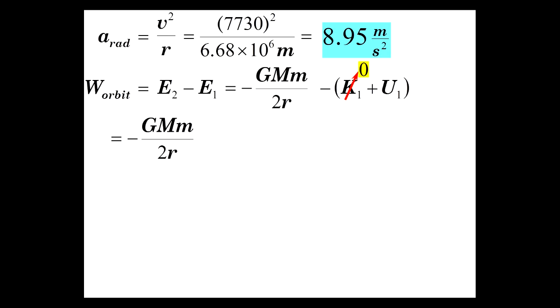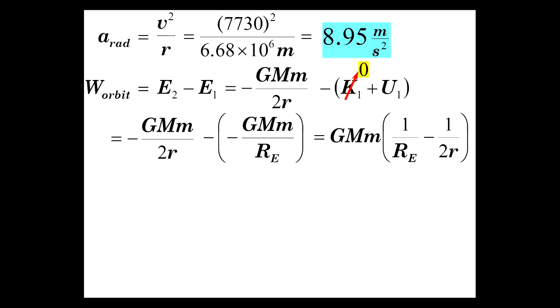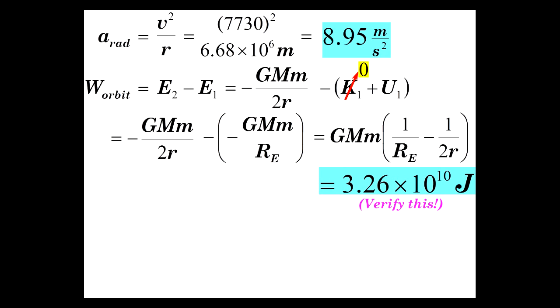So this is equal to minus GMm over 2r minus negative GMm over r. R what? R sub E, the radius of the Earth. So that's the potential energy that it has sitting there on the launch pad. Well, we're almost done. GMm factors out: 1 over R_E minus 1 over 2R. And that gives us 3.26 times 10 to the 10 joules, which would be good for you to verify. So plug the numbers in and make sure that you're all good to go on that.